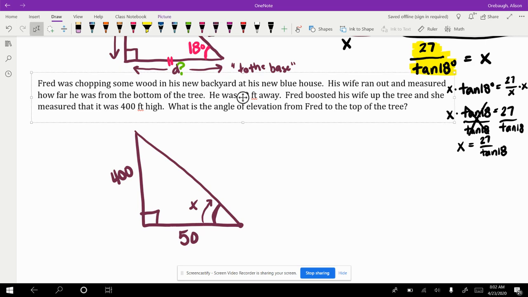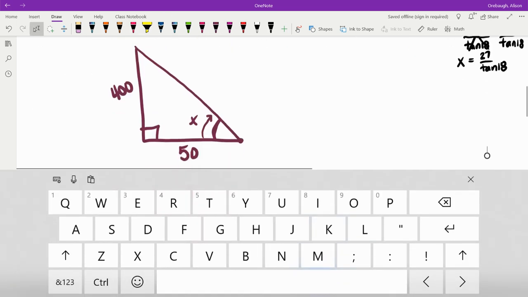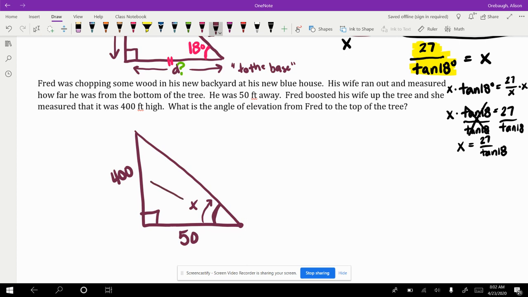So we're going to talk about angle x and see, oops, sorry guys, what do we know? We know O, and again, it looks like we know A. So we're going to say the tangent of whatever that angle is must be O over A, or 400 over 50.